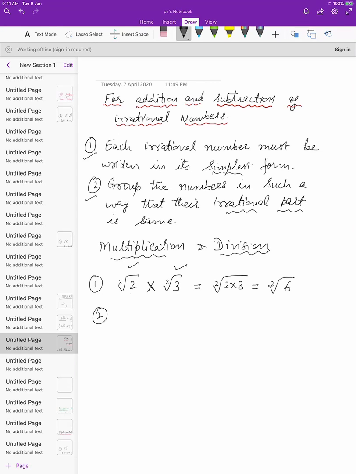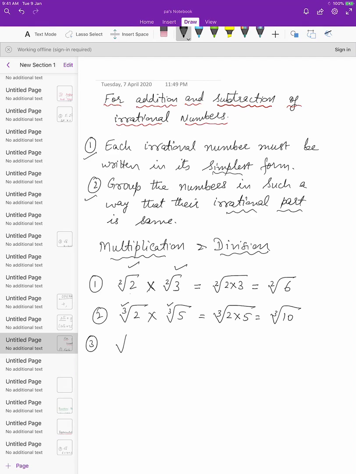If I take an example of cube root of 2 into cube root of 5. Again, the order of this first irrational number is 3. Order of the second irrational number is also 3. So the answer will be, with the 3 order, it will be 2 into 5, which is equal to cube root of 10.